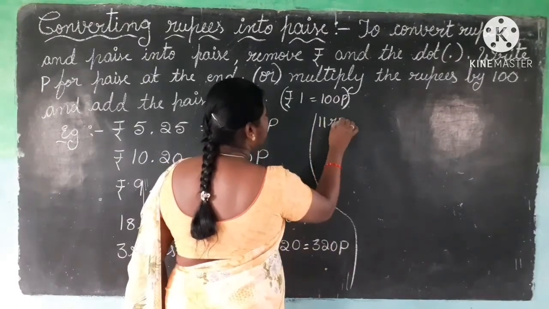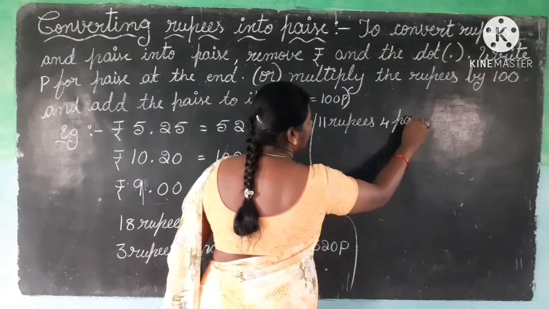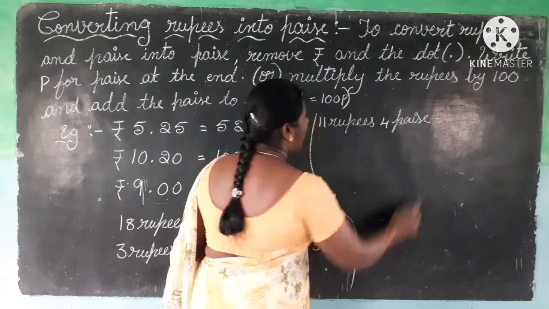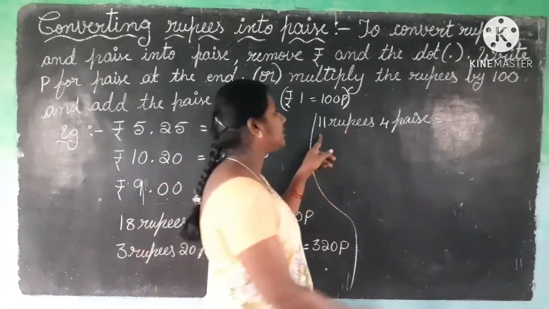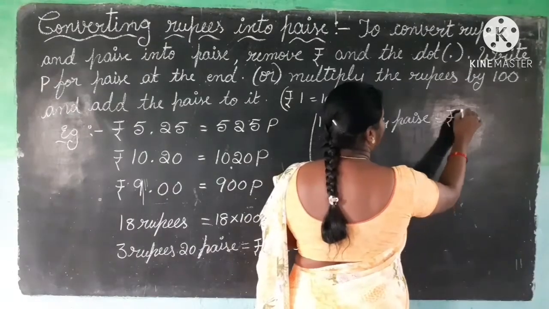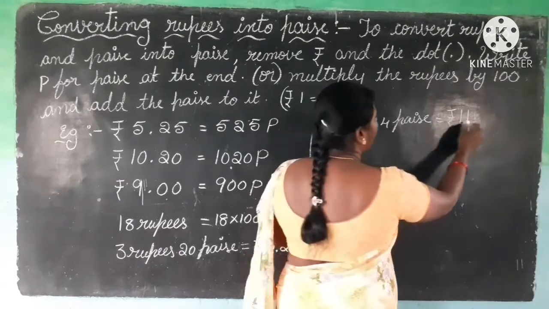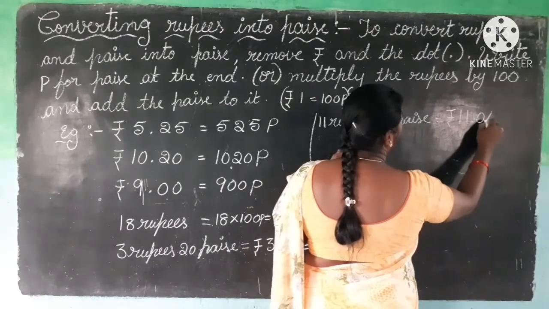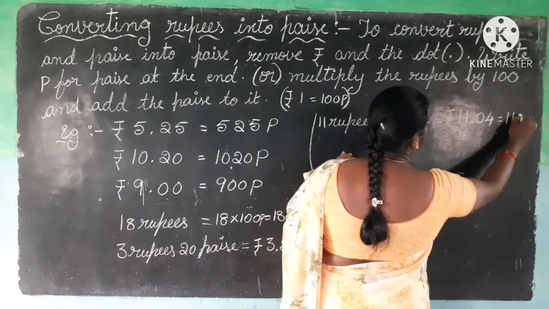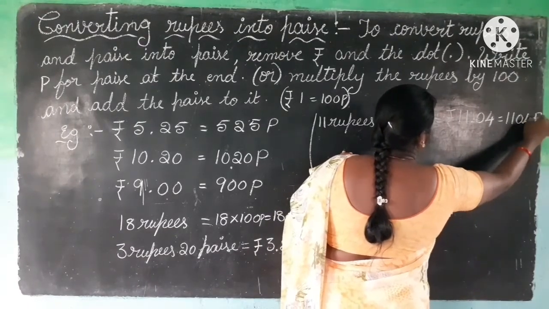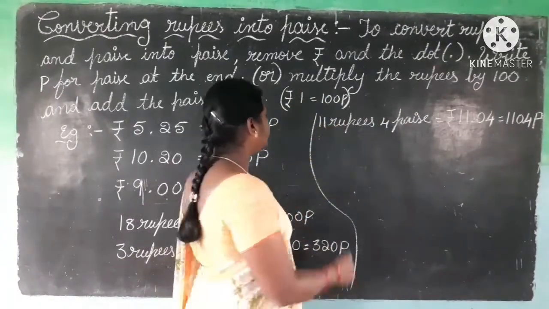11 rupees 4 pies. How should we write this one? First write in figures. Rupees 11. Here 4 pies is there. 4 is less than 10, so put a dot and immediately 0 and 4. When we have to remove this one, remove the point and the rupee symbol. 1104. Put the pie symbol P here. Okay.